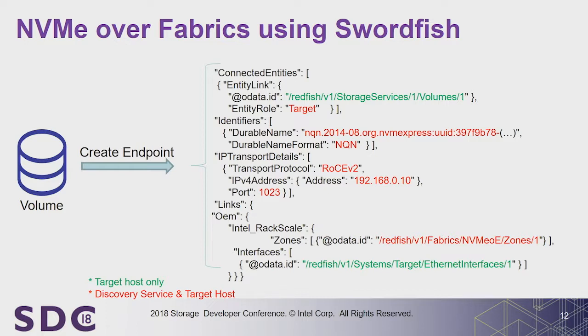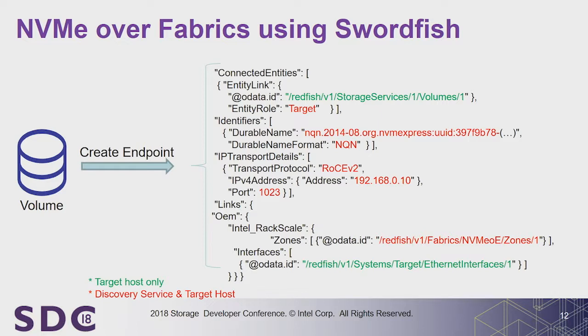Okay, so now I'm going to go into some details. To create an NVMe Fabric connection, you need to do some steps. First step is to create an endpoint using the volume. So in the connected entities property, you need to provide the link of the volume that you want to use for this endpoint and the role. In this case, this volume will be target.